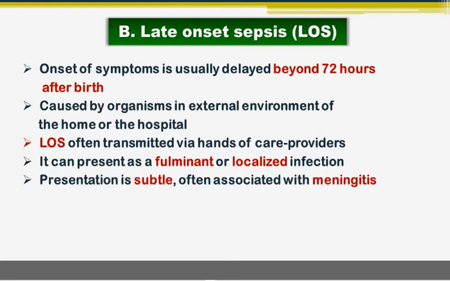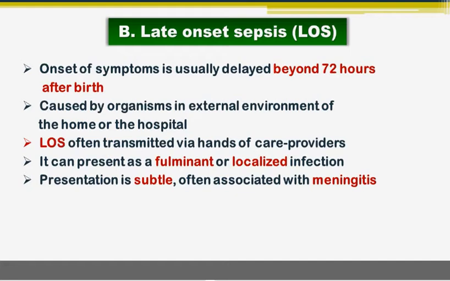So the presentation is subtle. We mean by subtle, it is vague, and there is no clear-cut picture for the presentation of sepsis, but it is often associated with meningitis. You remember when we talked about early onset, we said it is unlikely to present as meningitis. Mortality rate due to late onset sepsis is more than that due to early onset. It may be up to 6% only.